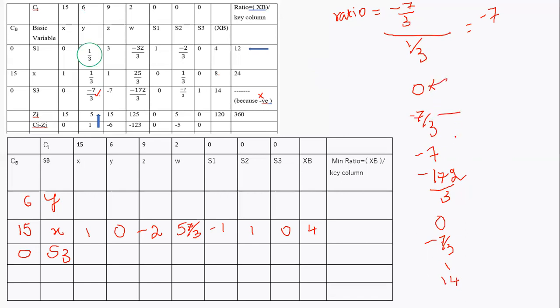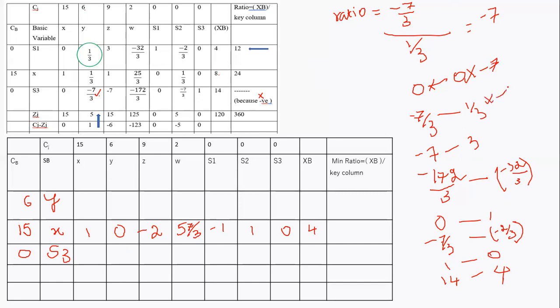Then minus, we need to write the key row. So key row, we have got 0, and then 1 by 3, and then 3, and then minus 32 by 3, and then we have got 1, minus 2 by 3, and then 0, then we have got 4. So this should be multiplied with the ratio. Ratio is minus 7.